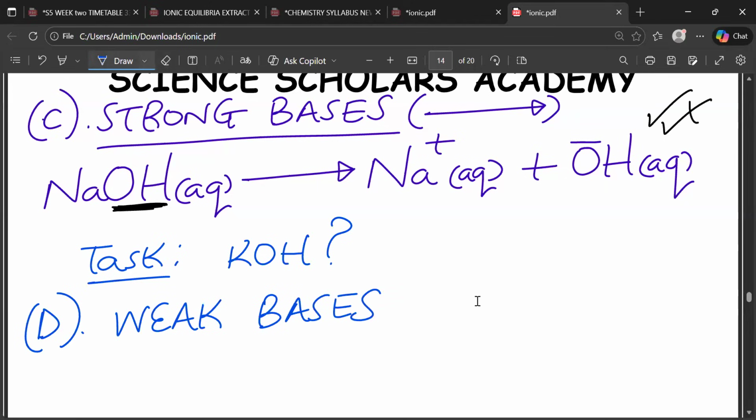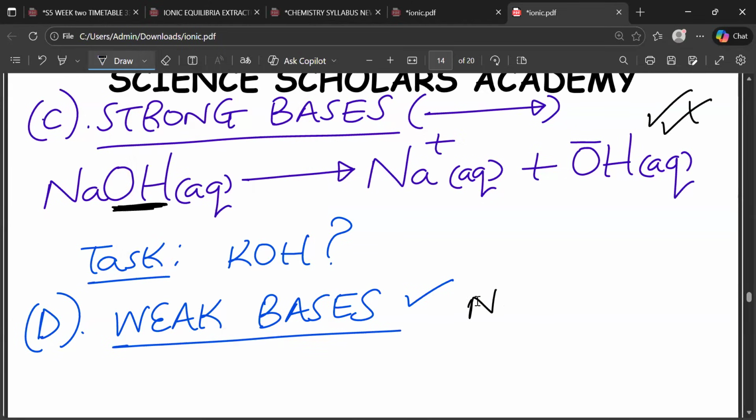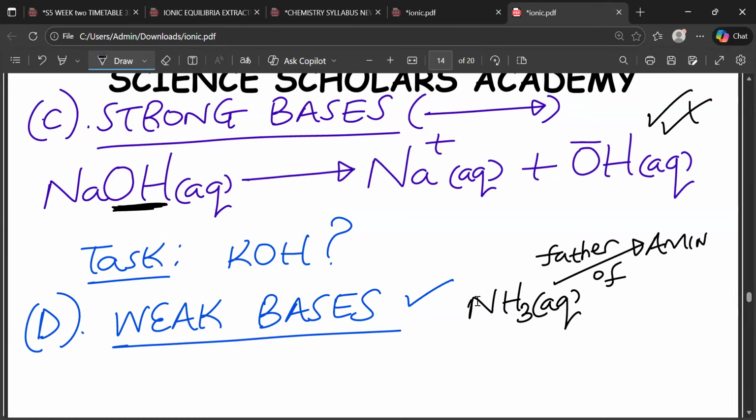Now weak bases. You all know that for weak bases, we begin with ammonia, then we have all the other amines, because ammonia is the father. We begin with this one, then this one gives birth to the amines. Because ammonia is the chief weak base, even these ones come out to be weak bases. Isn't it what we said?